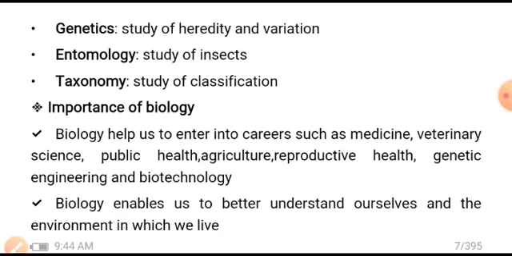For instance, medicine, those are the doctors. Veterinary science, those are in the part of animals, like caring for animals such as hens, cows, and other domestic animals. Public health, this is work that is also done in hospitals. Agriculture, reproductive health, and genetic engineering check whether one person can have the same genes as another one, or the relationship between genes in families. Those are genetic engineering and biotechnology.